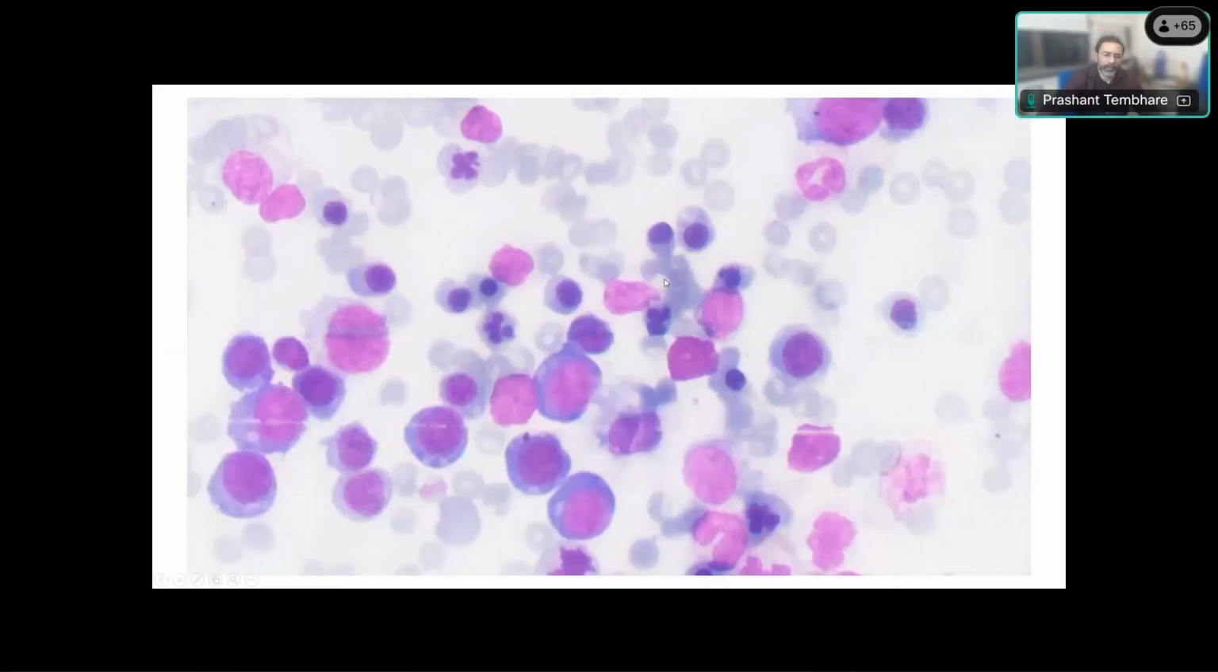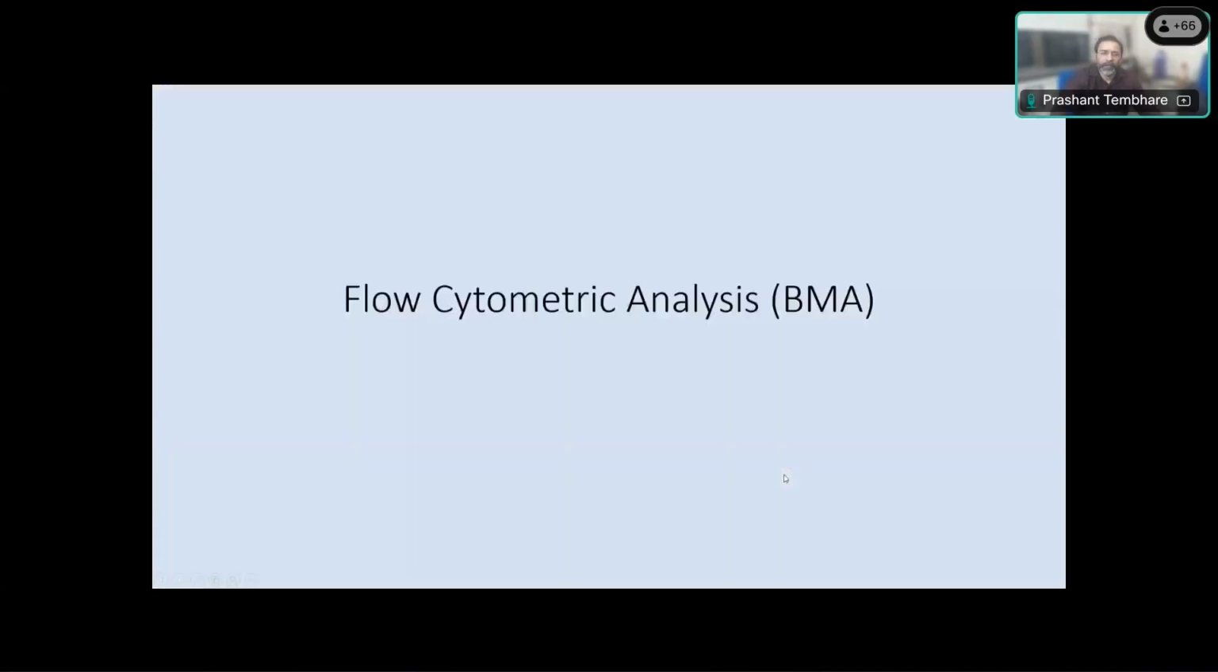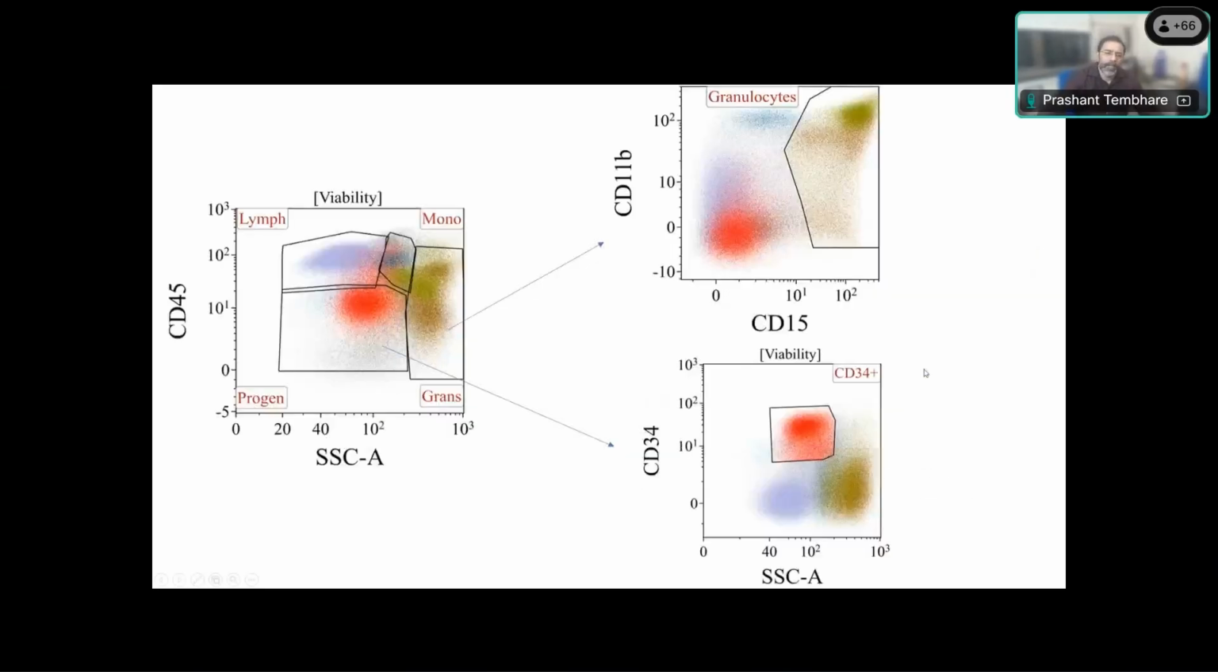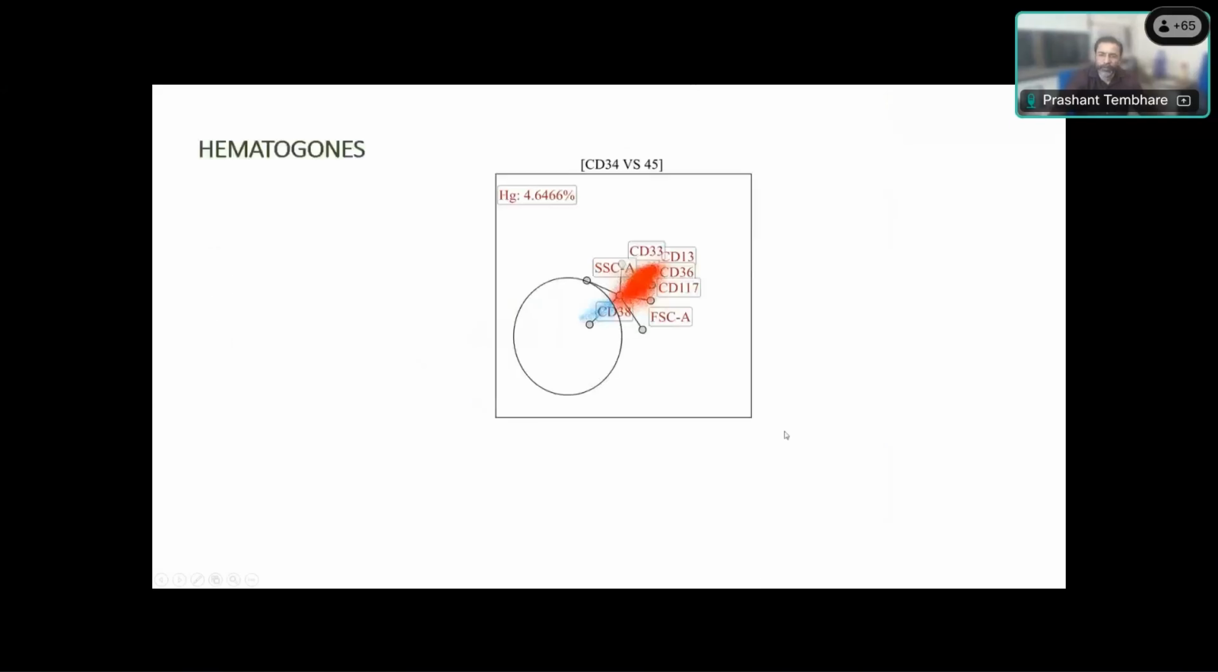Again, another picture of dyspoiesis. So flow was done. Again, you can see the side scatter was reduced in the granulocytes, and you can see the percentage of blasts is more compared to the earlier case. So it looks like the blast percent is possibly more, and we identified the granulocytes again by using CD15 and blasts using CD34.